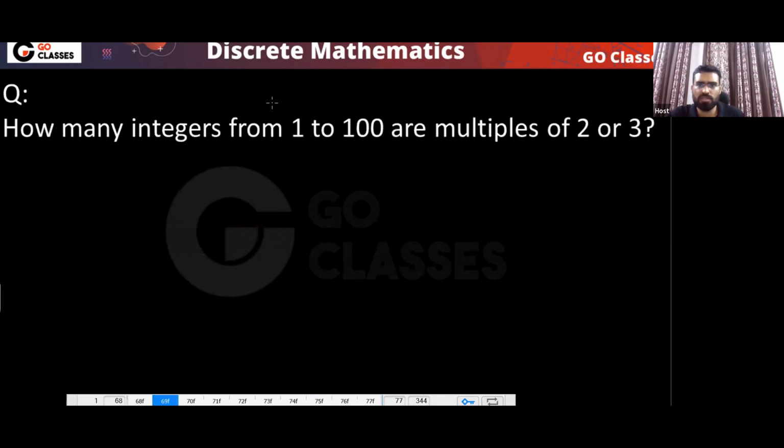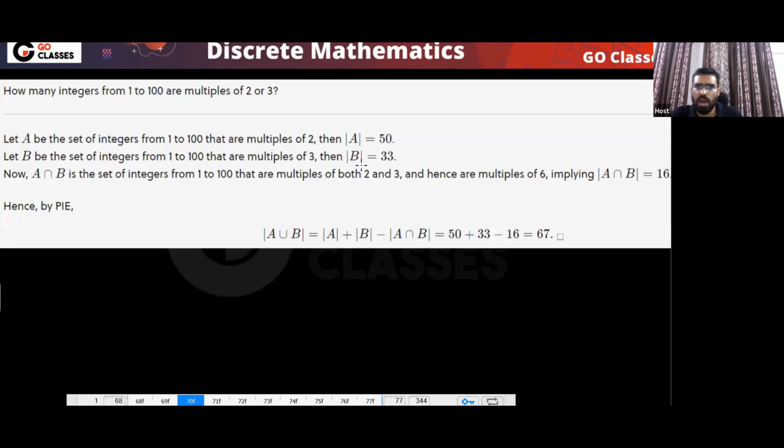Okay, so let's solve this question. Tell me the answer. How many integers from 1 to 100 are multiples of 2 or 3? From 1 to 100, how many numbers are multiples of 2 or 3? So it means multiple of 2 or multiple of 3. How many are multiples of 2?